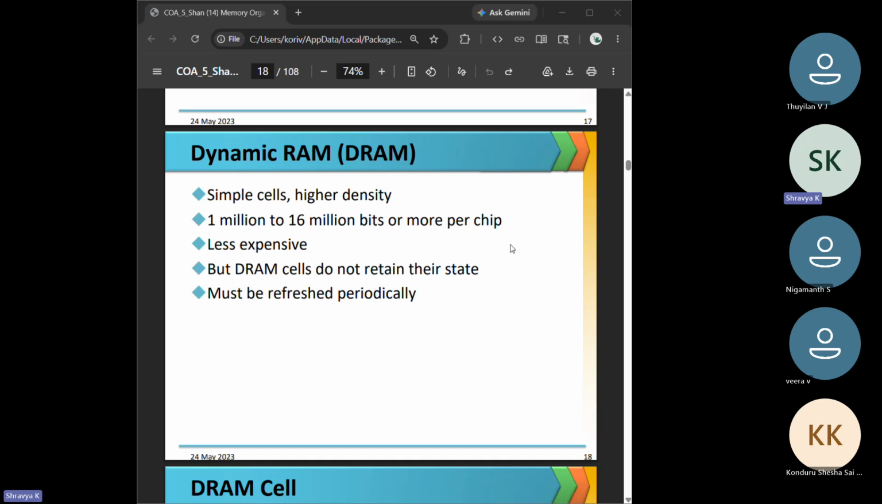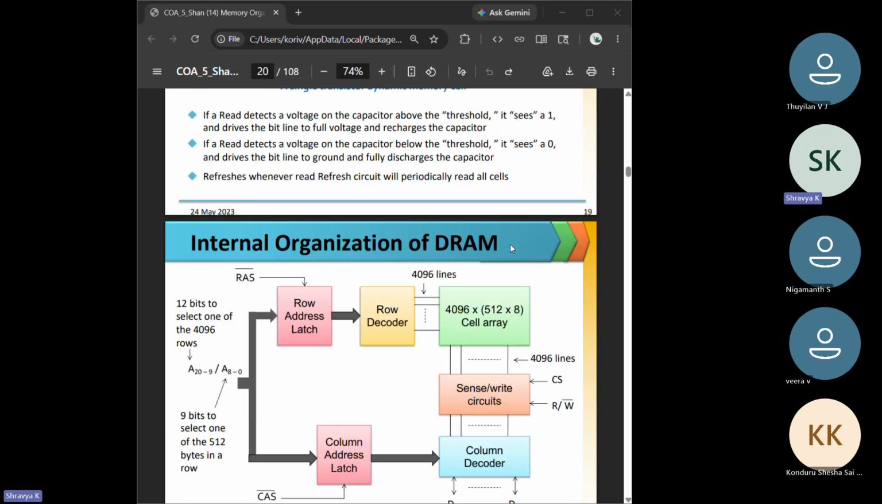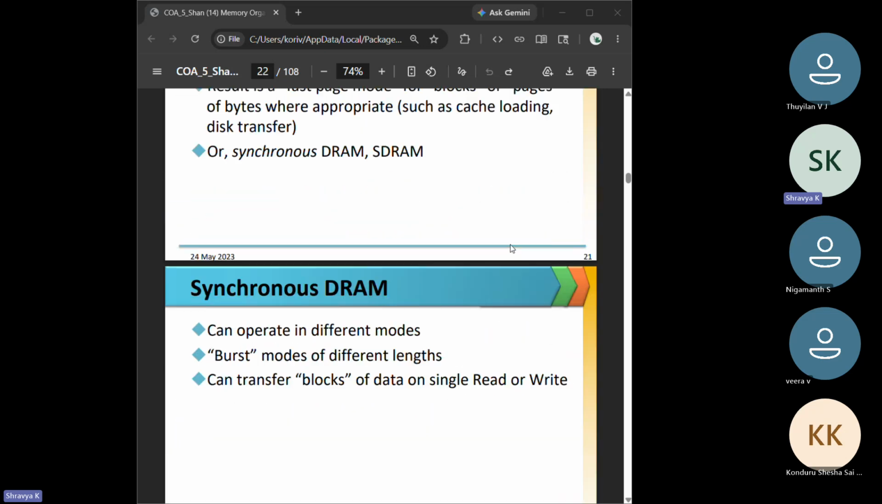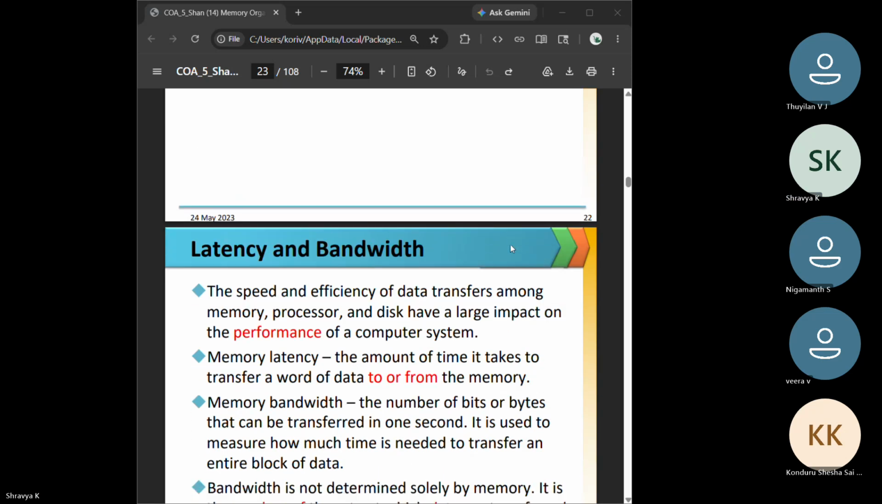And also another thing that needs to be noted is that SRAM does not need to be refreshed, whereas DRAM needs to be refreshed every 64 milliseconds. If you do not refresh DRAM, they do not retain their state, right? So those are the main three differences. And again, we won't be looking much into the internal organization of DRAM, right?